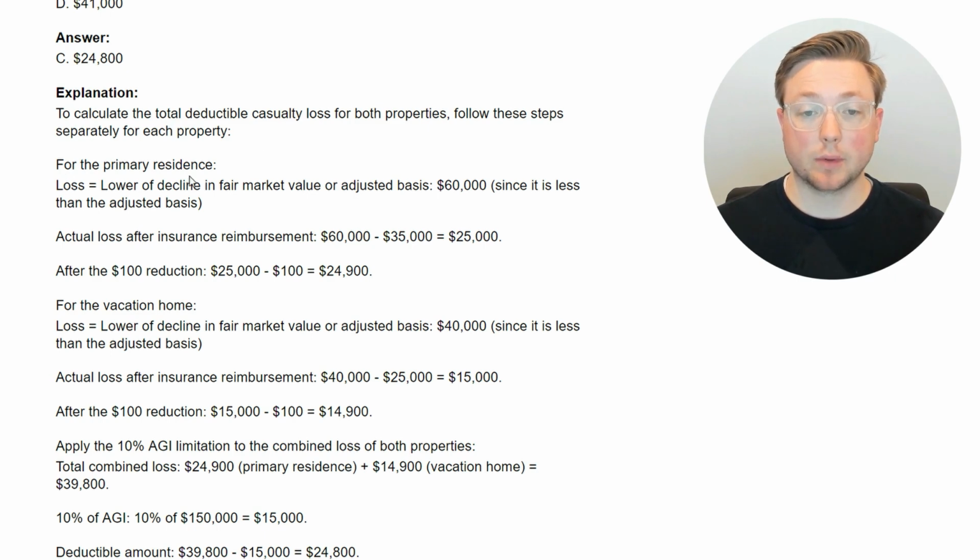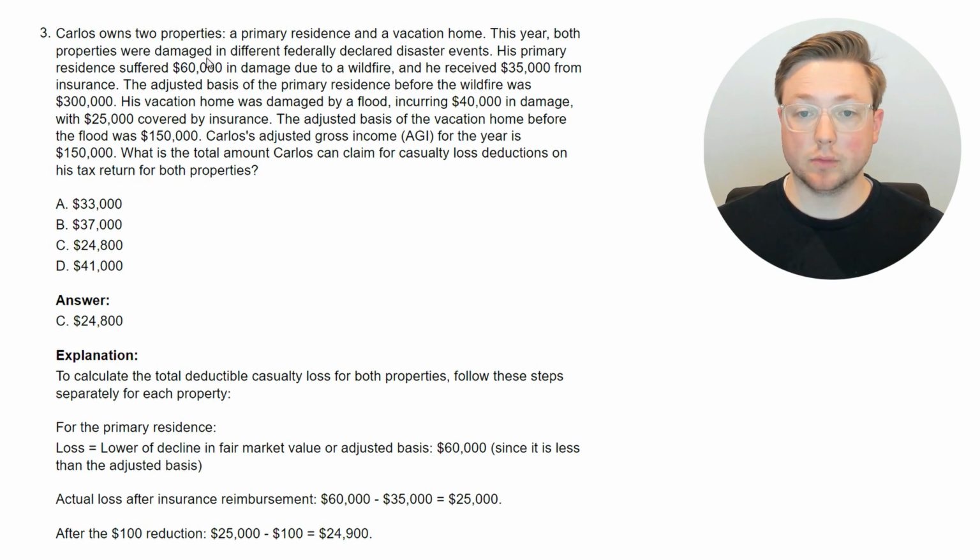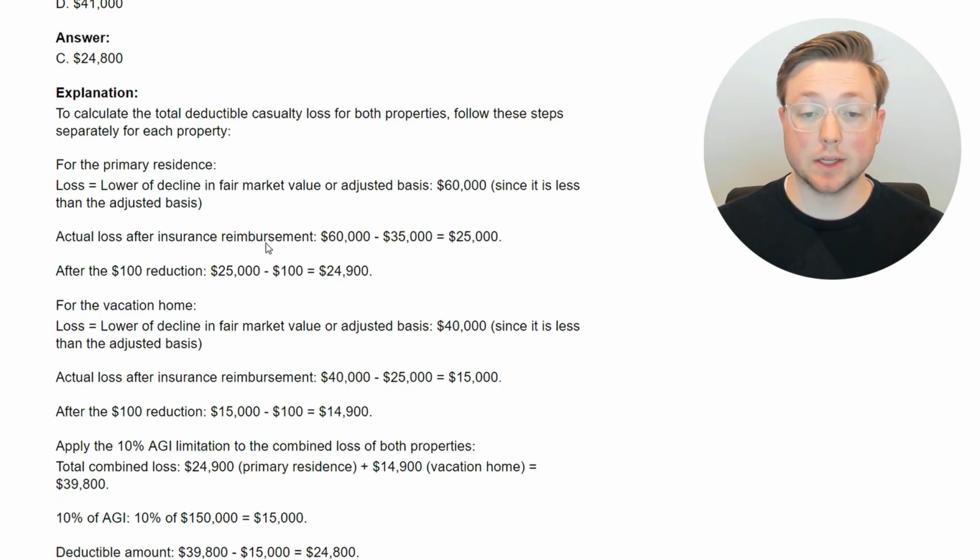So you first calculate it for the primary residence, and so the loss for that is the lower of the fair market value or the adjusted basis. Obviously, the $60,000 is less than the adjusted basis mentioned up here, which I believe was the $300,000. And then you subtract the insurance reimbursement, so that gives you a $25,000 loss. And then again, for every separate casualty loss, you subtract $100, so that's $24,900 of casualty loss from the primary residence. Then for the vacation home, again, you do the same thing, and the lower of the two was $40,000. You subtract the insurance reimbursement, that gives you $15,000. Then you again subtract the $100, that's $14,900.